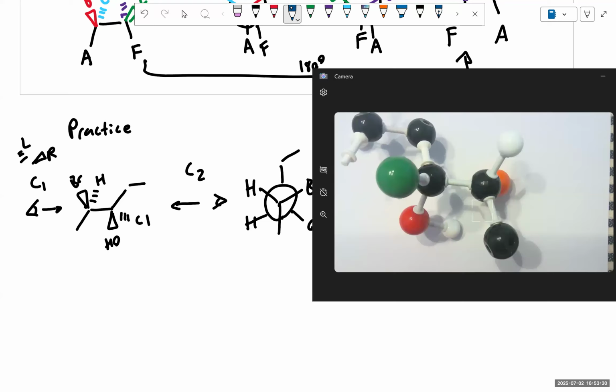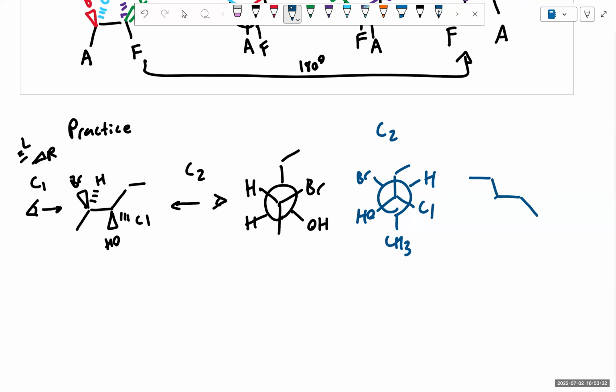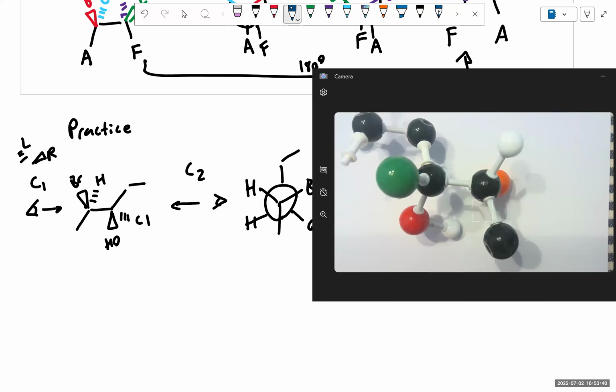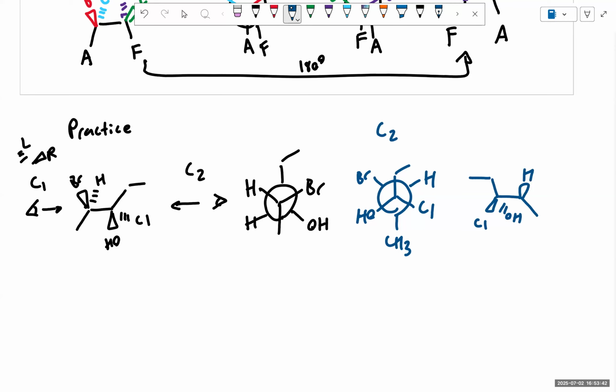In this case, the chlorine has a wedge. The alcohol has a dash. The hydrogen has a wedge. And the bromine has a dash. One thing that you notice is that if you rotate a molecule 180 degrees, all of the dash-wedge stereochemistry flips.